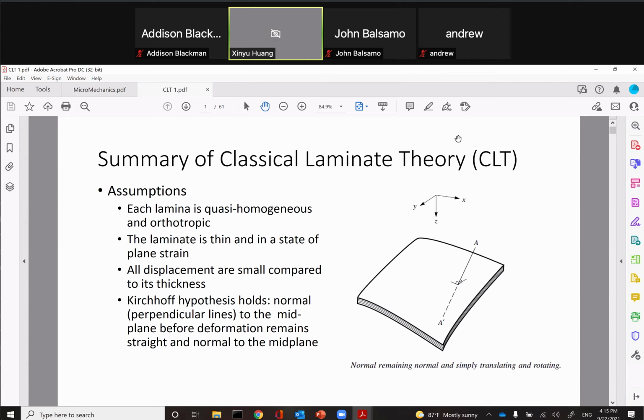So this is the perpendicular line to the midplane. Remember, imagine this is stretched out this way. The perpendicular lines. All right. Now you bend the plane. I'll draw some overlap. Let's say you bend this.